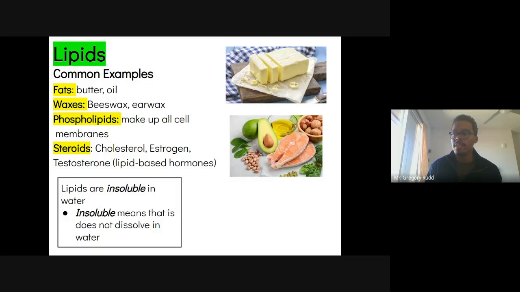The reason for this is that lipids are what we call non-polar, and water is polar. You'll learn more about that in chemistry, but basically the two just don't like each other. Lipids are non-polar, water is polar, so they don't get along.